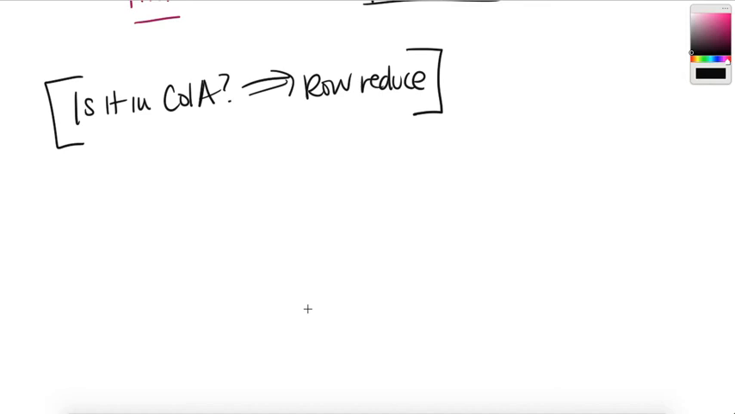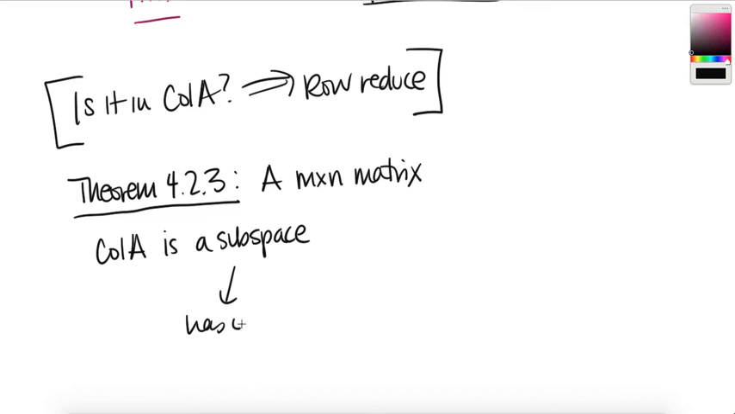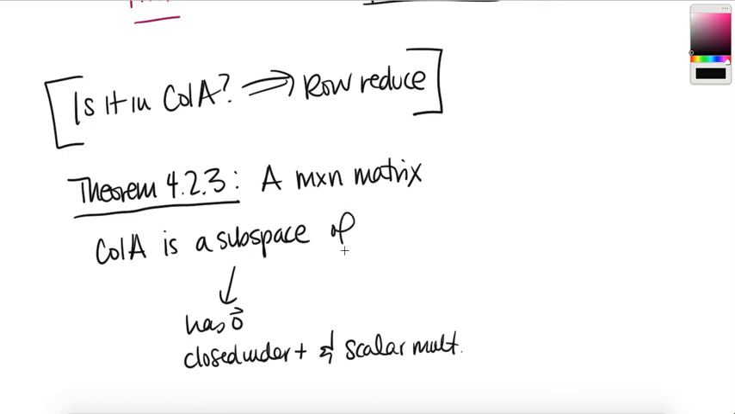Okay, let's talk a little bit about one more theorem. Let me figure out, for those of you actually in my class, it's theorem 4.2.3. So this is, we have A is an m by n matrix, and here we have that column space of A is a subspace, so it's got 0, it's closed under addition and scalar multiplication. Column space of A is a subspace of some dimension of R, and let's talk about which.